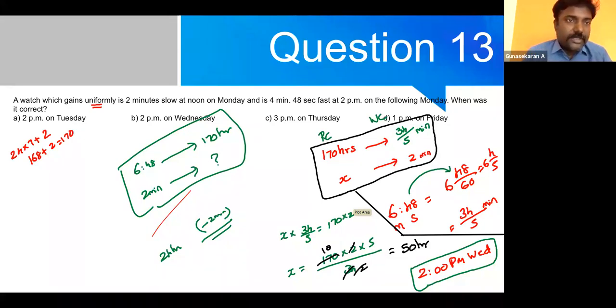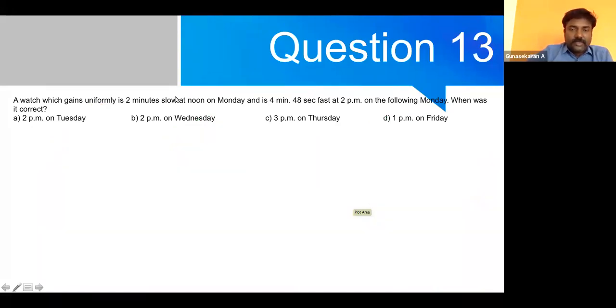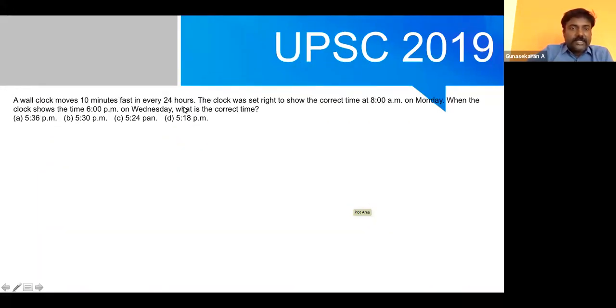Okay. Next. What's the doubt? So one more UPSC question is there, similar to this. We'll do that question. First, we'll understand. See here, they mention clearly: a wall clock moves 10 minutes fast in every 24 hours. So the fast clock reference they gave.